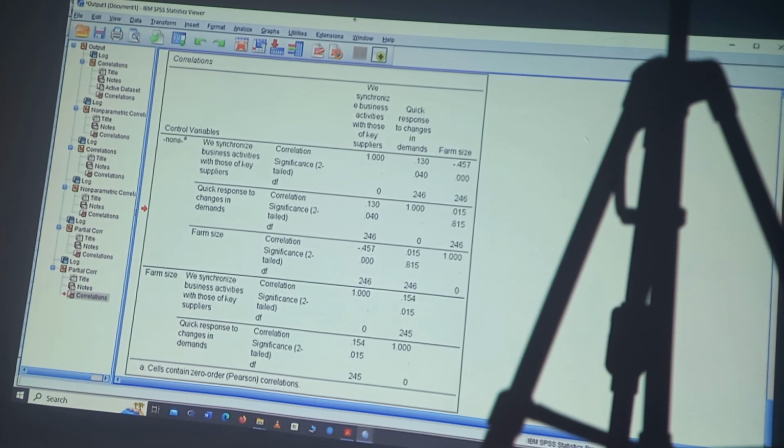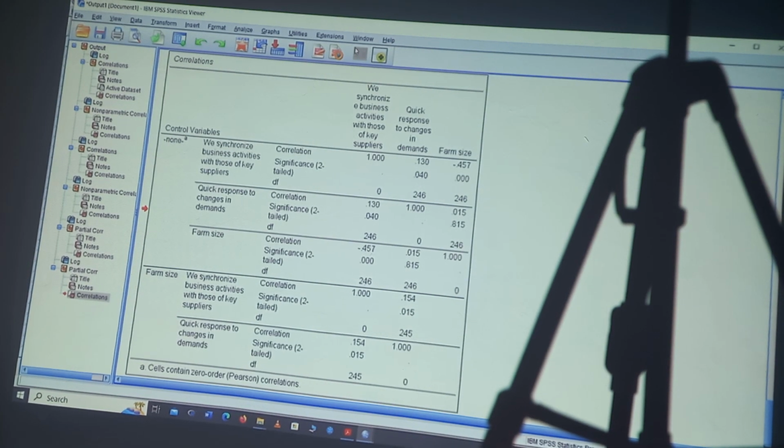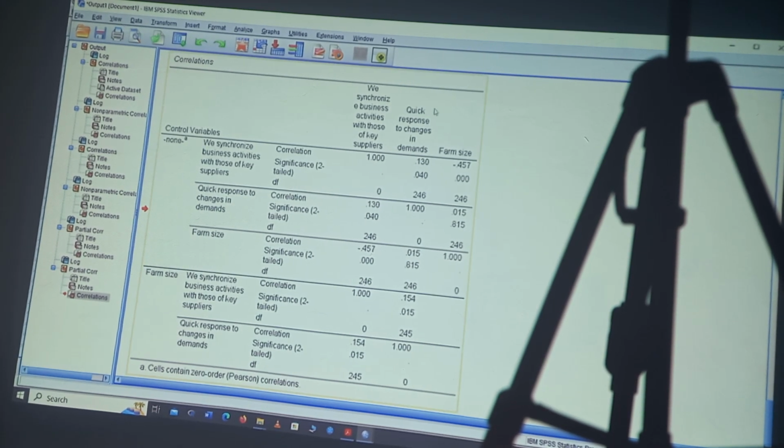Let's practice with the multiple regression. Multiple regression. So we are going to use the same data set. And the idea is that we want to look at how the supplier integration factors influence operational performance. Okay. Now let's change the dependent variable.